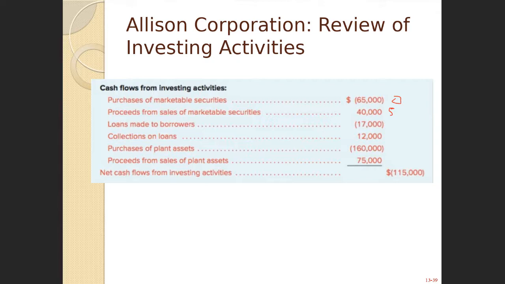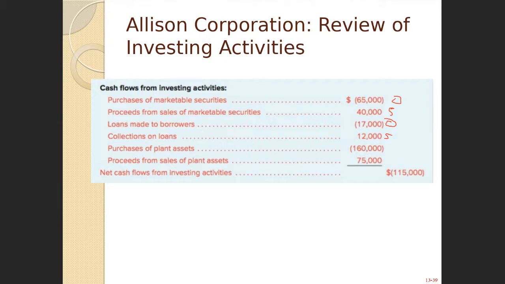Now, when the corporation made loans to the borrowers, and where do we get this from? From the notes receivable. When the corporation made loans to the borrowers, that means there was an outflow of cash of $17,000. Again, thinking cash only, when the corporation collects on outstanding loans, that was a source of cash for $12,000.